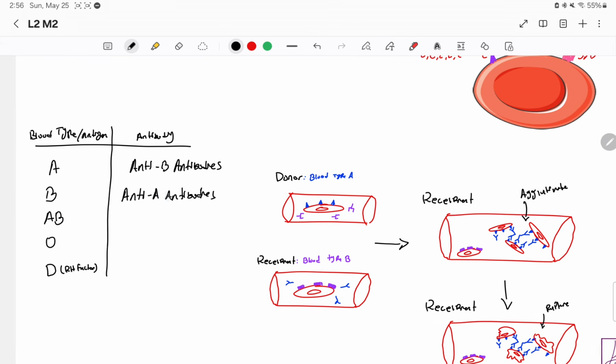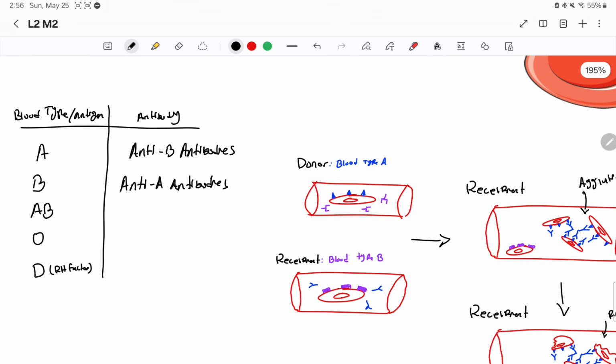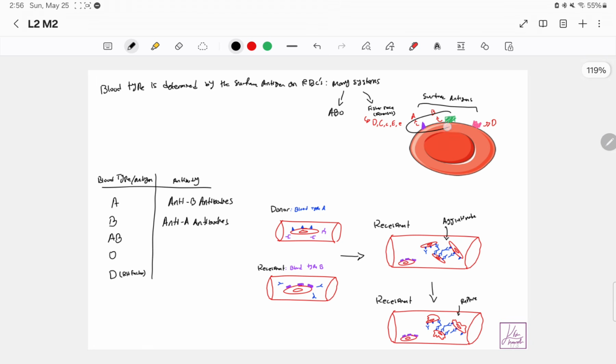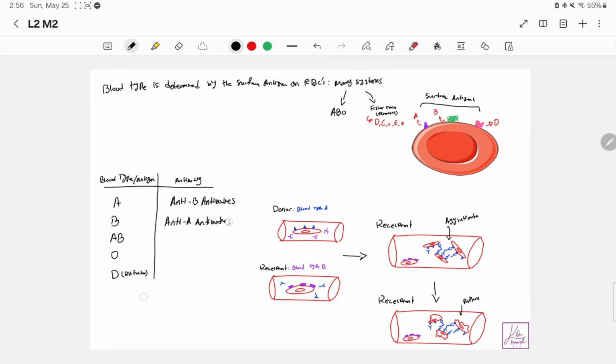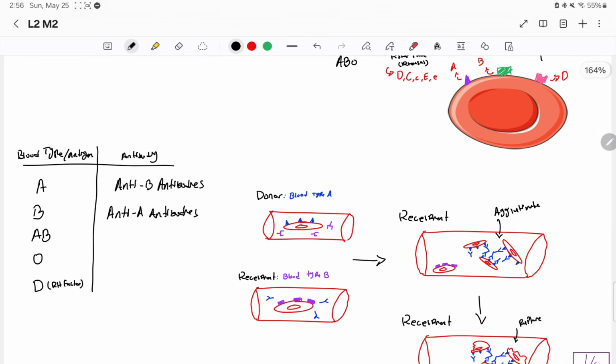But this is a peculiar case. What if you have both A and B on the surface of your red blood cell, just like this gentleman? Well, in that case, you're not missing any antigen, and your body doesn't make any. None. Your immune system makes no antibodies. And by the way, this is why this guy can be a universal receiver, and we'll see that in the next slide.